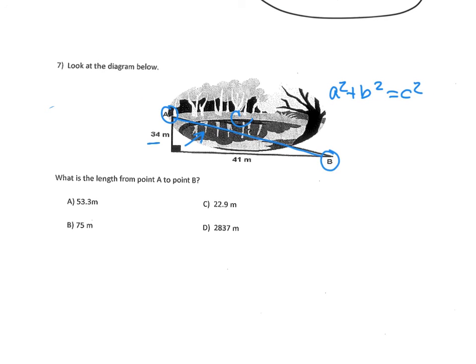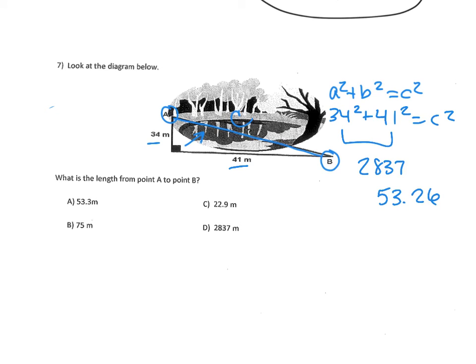So A, we'll say, is 34. So 34 squared plus 41 squared equals C squared. So let's say 34 squared plus 41 squared, and we get 2837, and then take the square root of that. So 53.26, round it up to 53.3.